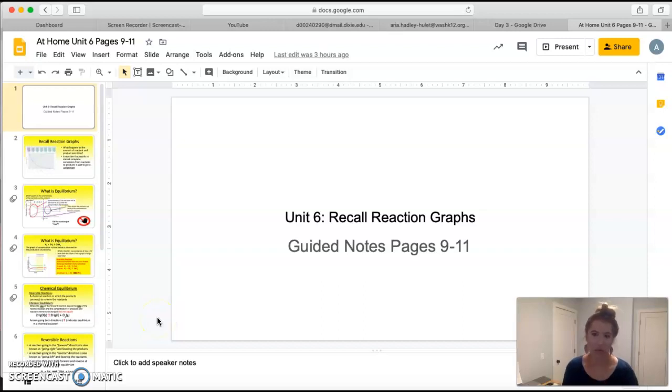Let's take some quick lecture time to talk through Unit 6 in your guided notes, pages 9 through 11. So if you need to hit pause, pull out your notes, add to them, just like you would in class. Okay?